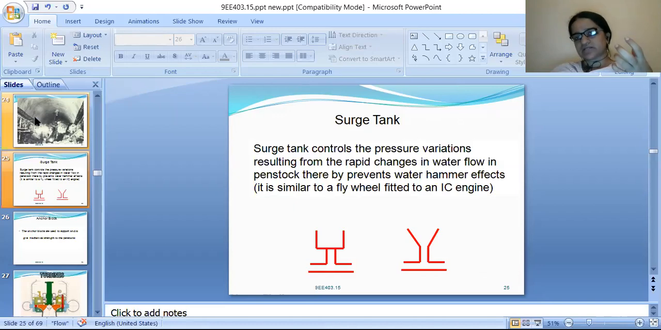That is the reason your penstock should be constructed very strongly. The surge tank controls the pressure variations resulting from the rapid changes in water flow in the penstock. Okay, so it will maintain the pressure level of the water in the penstock, thereby preventing water hammer effects. It is similar to a flywheel fitted to an IC engine.